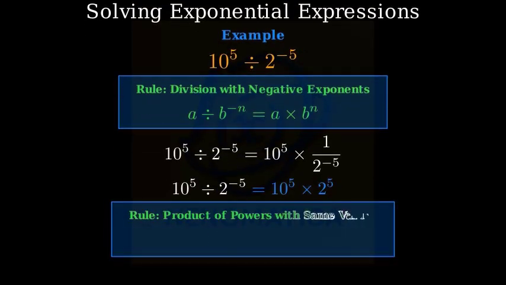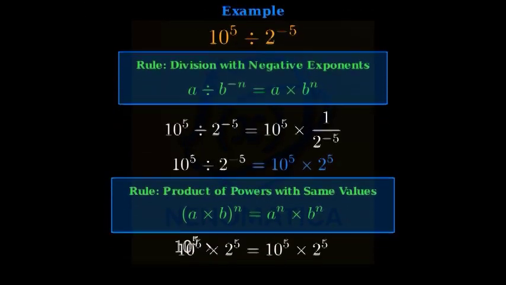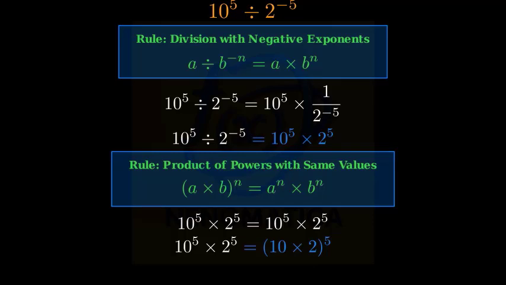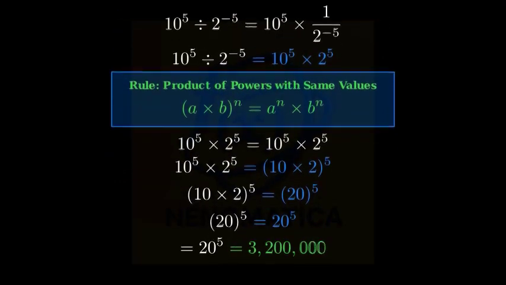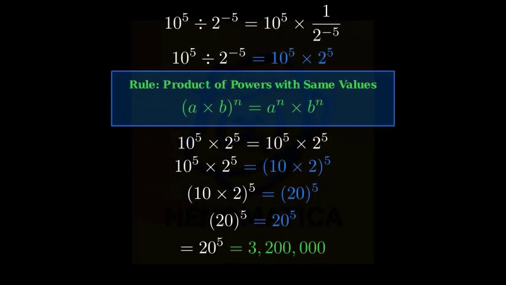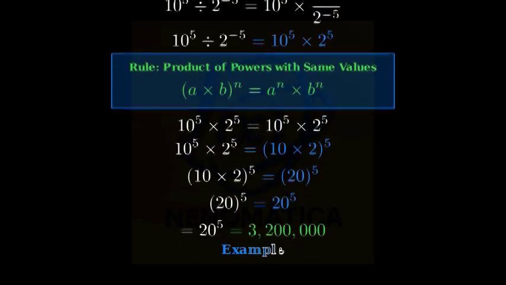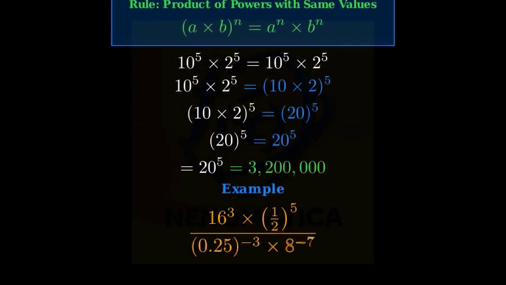Now, we have 10 to the power of 5 multiplied by 2 to the power of 5. Let's use the power of product rule to rewrite this. Next, we calculate 10 multiplied by 2, which is 20, and keep it raised to the power of 5. Let's move on to our second example, which is more complex.